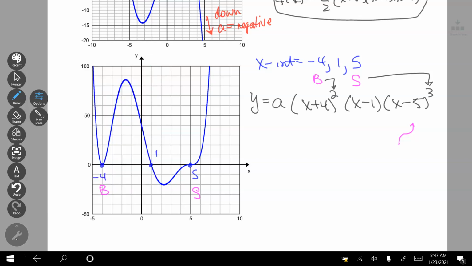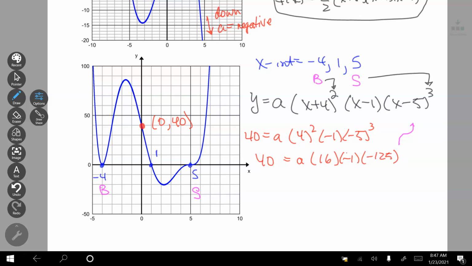Again, I try to use a point. I have to use another point, and I find a nice clean point, and I was lucky here. But pay attention to the scaling on the side. This is 40, not 0.4. 40 equals a times 4 squared, -1, -5 cubed. 40 equals a times 16 times -1 times -125. And I get 40 equals 2000a. Divided by 2000, I get a is equal to 1 over 50, or you want to do 0.02. I don't care. It's the same number to me.